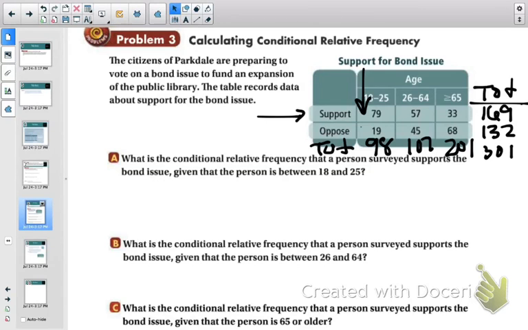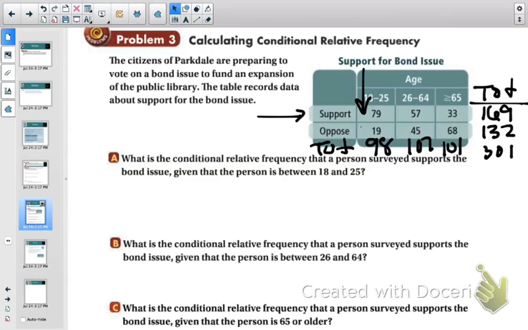What happened here? This one wasn't right. Why did I put 201? I was adding the wrong things. So this one is not 201. This one is 101, I think. 68 plus 33. Yeah, 101. So do those add up to 301? Yes, they do. Okay. Now we can finish the problem.